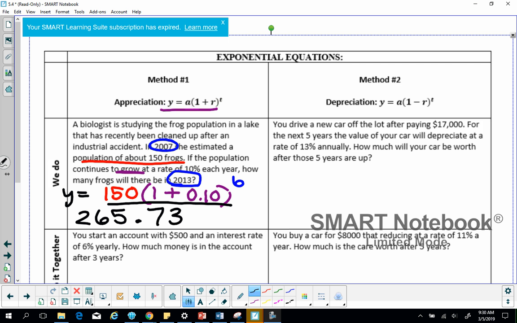Okay, so we'll start there. It's 0.730. Now, could I have 0.7 of a frog? No, right? That would be kind of weird. So what you have to do is remember if it's 5 or above, you round up. So I need to round up to the nearest frog. Is the 7 5 or above? Yes. So that 7's going to round that 5 up to a 6. And so my answer would be 266 frogs.